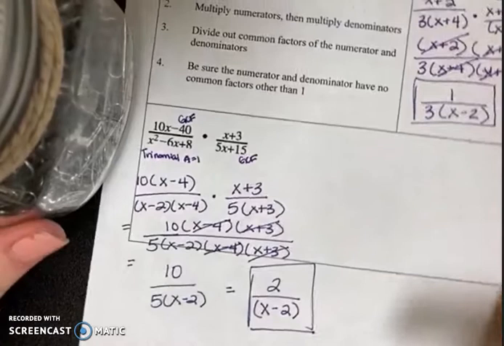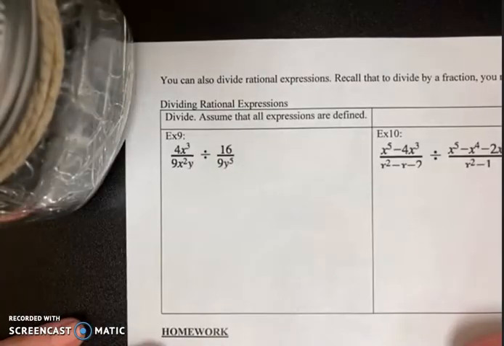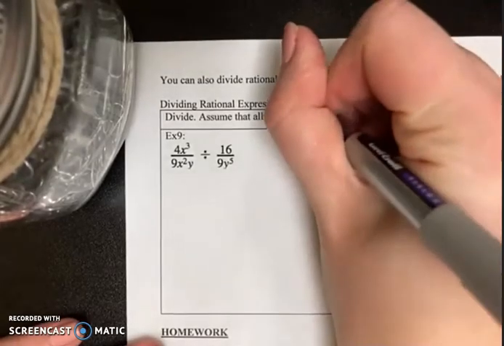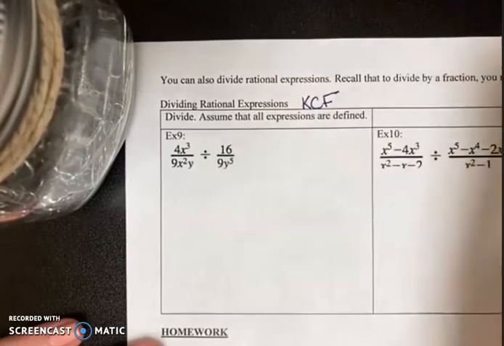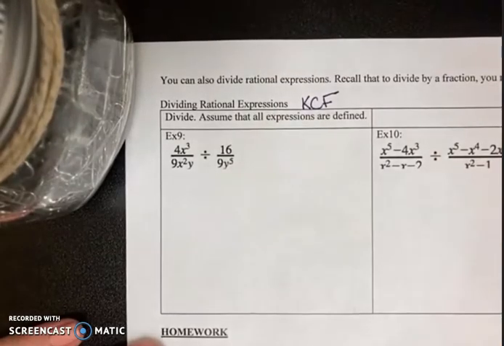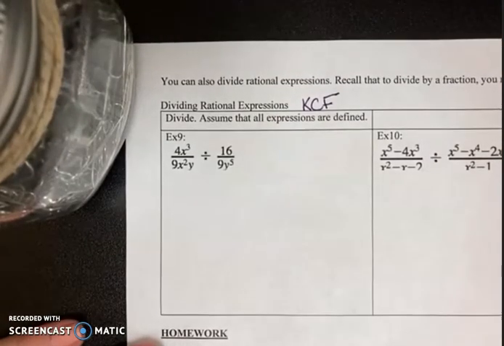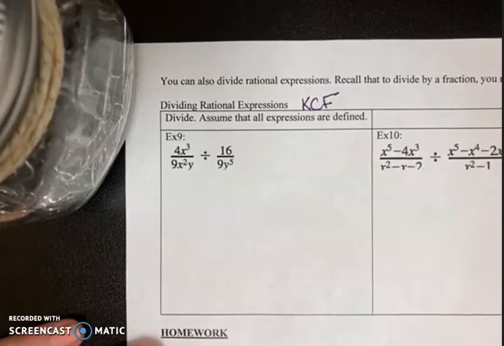All right, let's take a look at the next example. Dividing rational expressions is actually really just multiplying. You'll remember when dividing fractions, we used keep, change, flip. That's what we're going to do once again. We're going to divide the fraction by multiplying by its reciprocal.